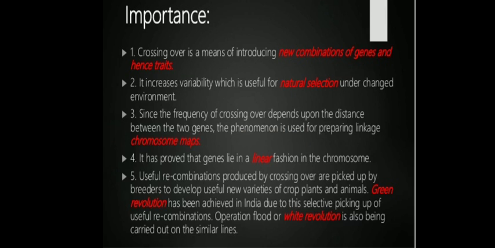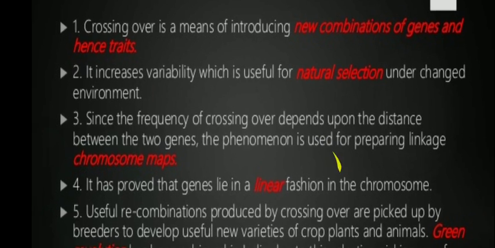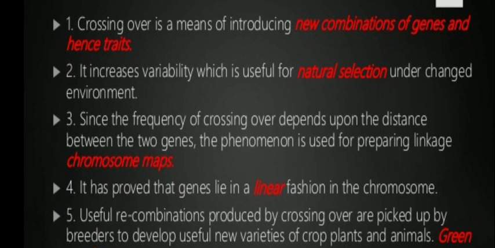Now there are a few important factors regarding crossing over and gene linkages one should take into consideration. That is, crossing over is a means of introducing new combinations of genes and hence traits. After carrying out crossing over, we can introduce new types of genes or carry out different combinations of genes in a particular animal, so its characteristics can be changed, mutation can be caused, or new species can be produced.